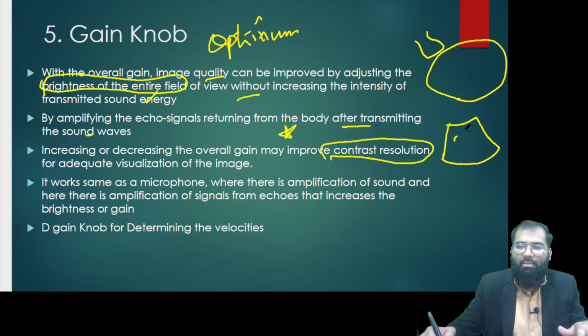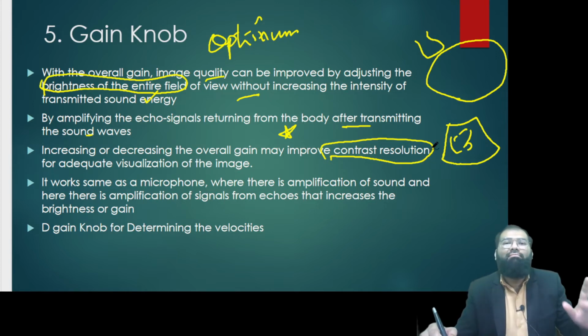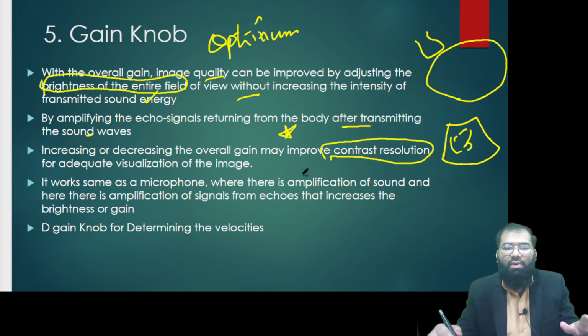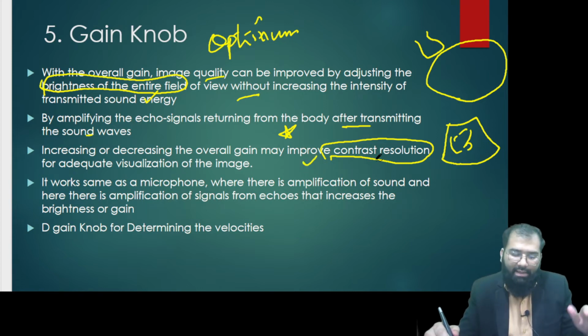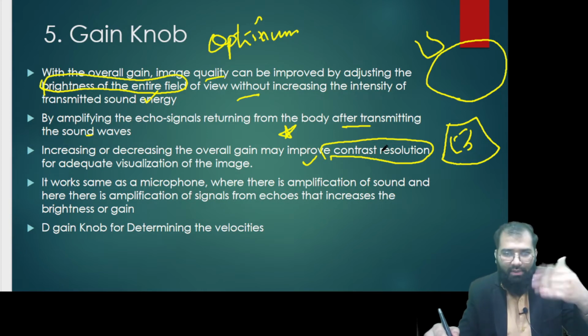You start seeing the image. These are some organs. So the next thing which you do is you adjust the gain. You have to adjust the gain so as to improve the contrast. And after that, the next thing which you have to do is you have to select the depth. So I'll come to that also.